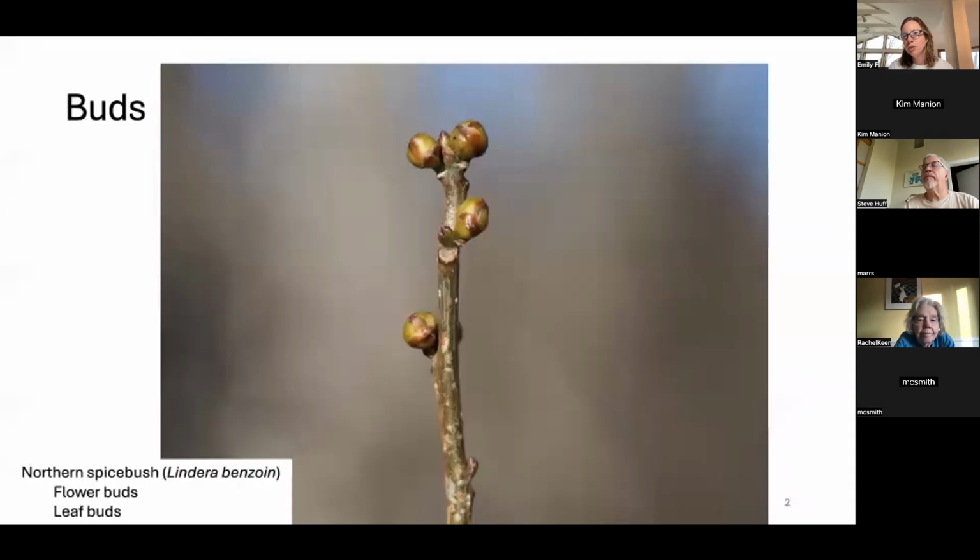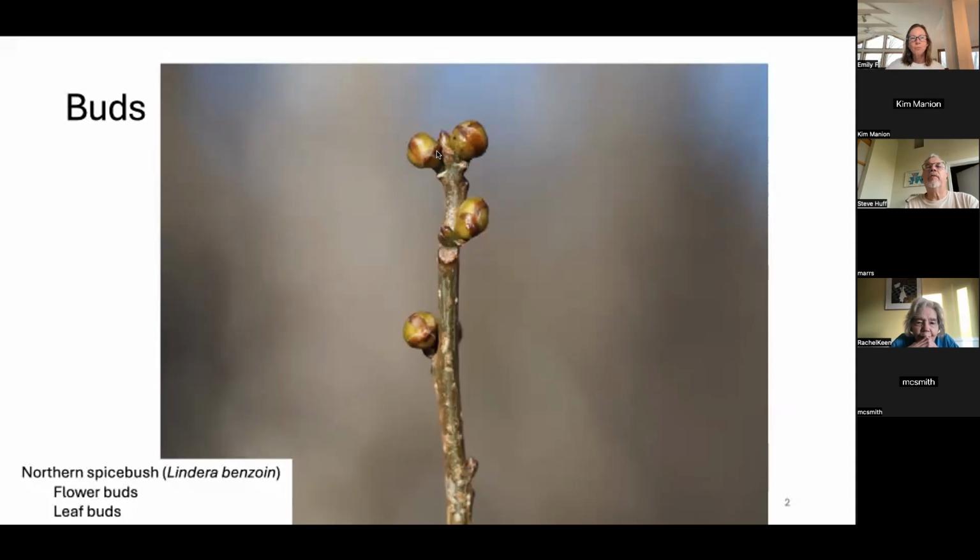So the first thing we should do is recap what we've been looking at all winter long, our buds. They're always really exciting, but they can be really interesting if you look at them. So this is a spice bush, and you can see there's these big round buds on either side, and hopefully you guys can see my pointer. And then right in the middle, tucked in there, is going to be the leaf bud.